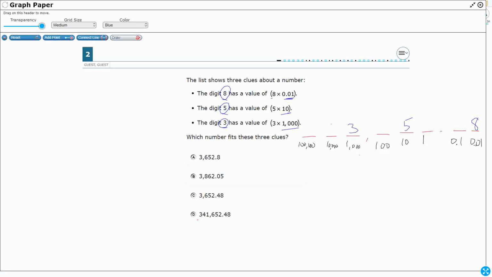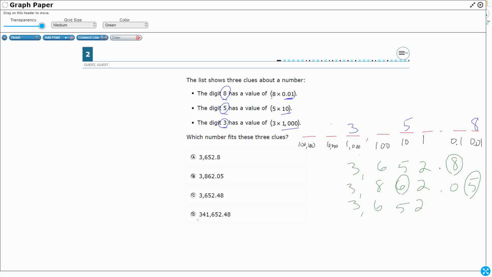So once you build that place value chart, it becomes kind of simple. All we got to do is line them up, right? So you want to make it 0.8 and then build it this way, 3,652. You see we're close, except the issue there is that in A, that 8 is in the wrong spot. B, 3862.05. Yeah, that's wrong. So I've got two things wrong with B. Let's try C.